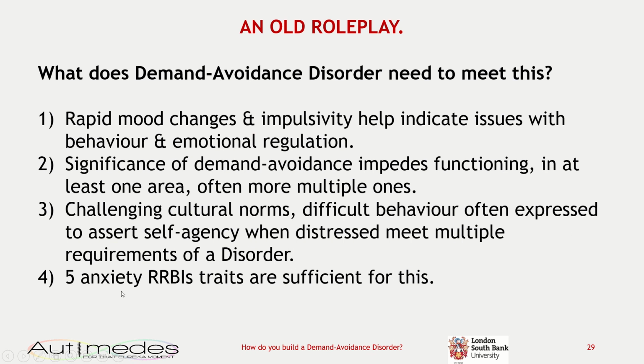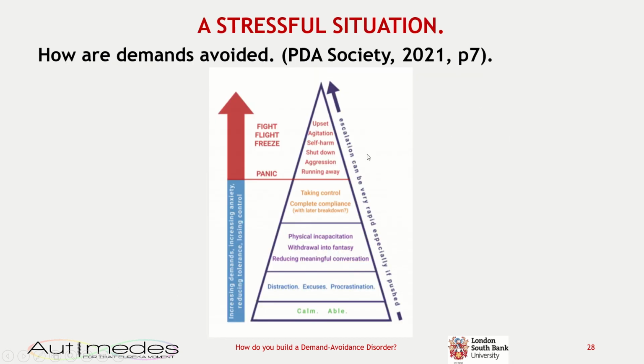So yeah, using these 5 anxiety-based, restrictive, and repetitive behaviour interest traits should be sufficient for a demand avoidance-based disorder to meet the definition for a disorder as shown by the DSM-5. It's quite important because demand avoidance itself intrinsically impedes an area of functioning.